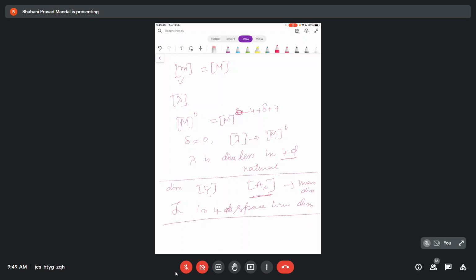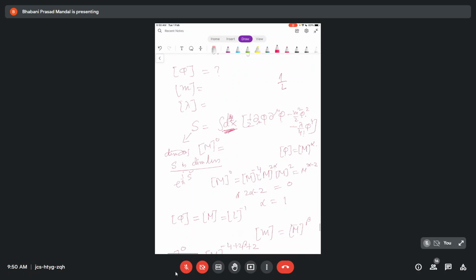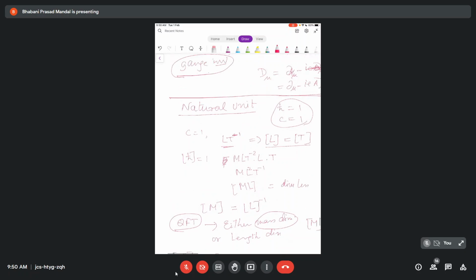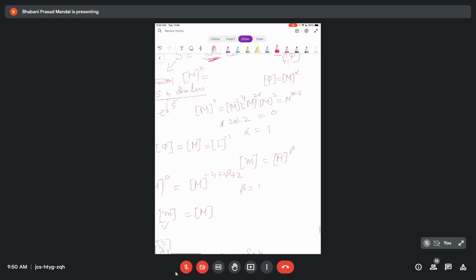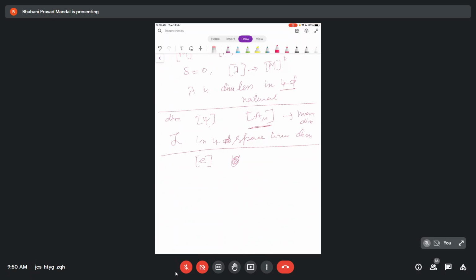Okay. So if you have 4 space-time dimensions, then try to find the dimension of these quantities, and also the dimension of E or alpha. Try to find the dimension of E. E is appearing in the interaction with the electromagnetic field, and you remember that when I wrote the gauge transformation, E is appearing there. So from there you can find the dimension.